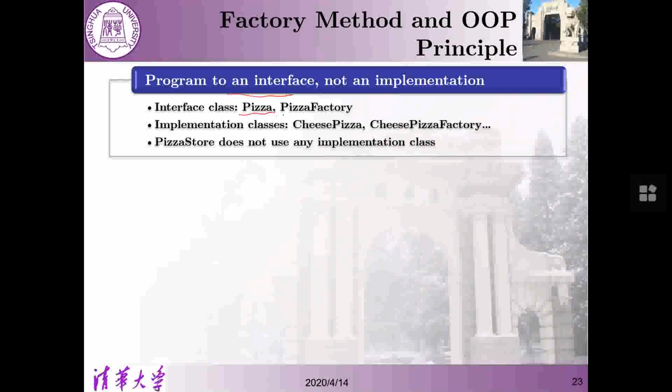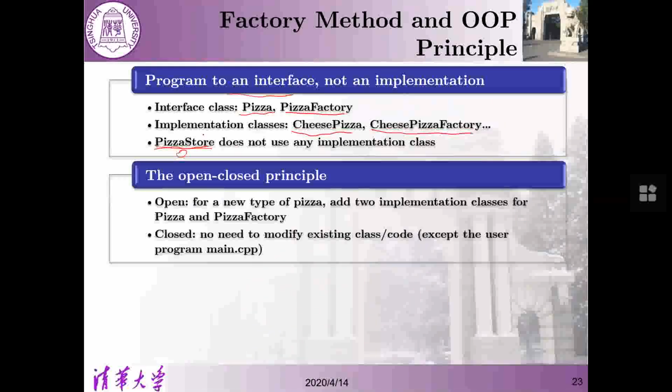The interface classes are pizza and pizza factory. And for concrete classes or implementation classes, there are cheese pizza factory, Wagyu pizza factory, like that. And pizza store is a user class actually, and it is also programmed to interface, right? So if we add a new type of pizza, it does not need to be modified. So open-close principle is observed. We do not need to modify existing code.